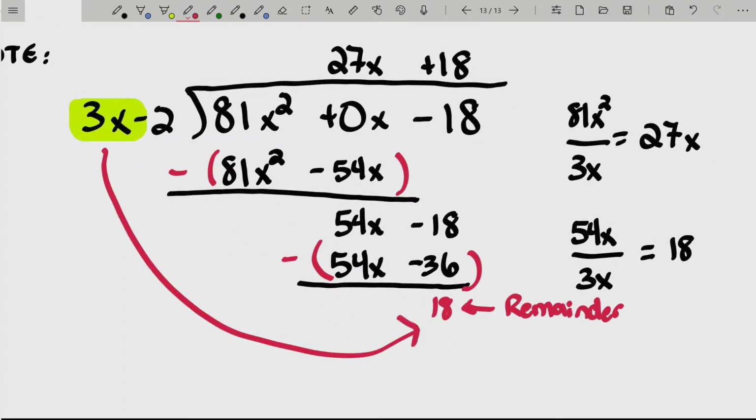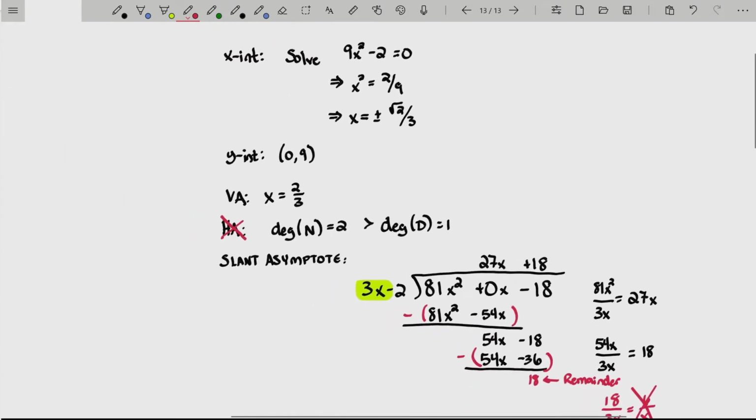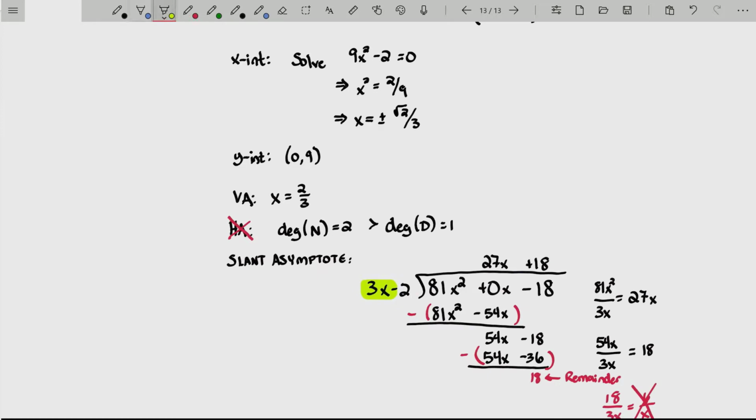Why do I know it's the remainder? Well, because when you ask how many times does 3x go into 18, the answer is it doesn't. 18 divided by 3x is 6 over x. So that x doesn't go in, and that's not what we want. We want a polynomial answer, not a rational answer like that. So I will X that out. And now I see my slant asymptote is this quotient right there.